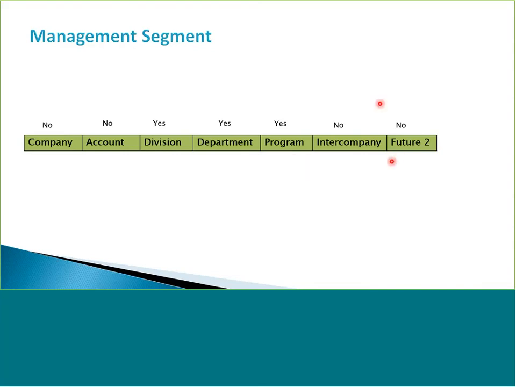Supposing one of our future segments, the one which we created just in case we need to add something in our chart of accounts, supposing one of them we use it as an intercompany, then we cannot go ahead and use that as a management segment. And this one, since it has no values, it doesn't make sense to use it.